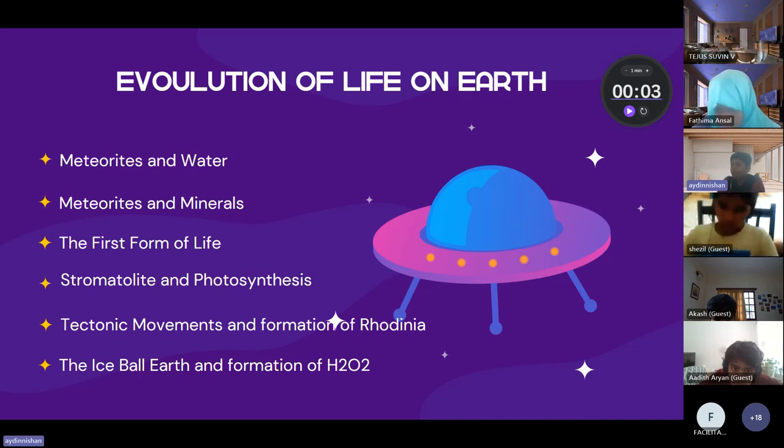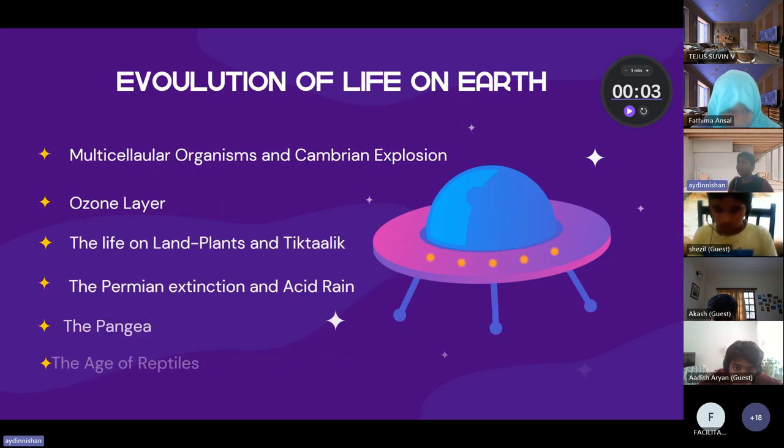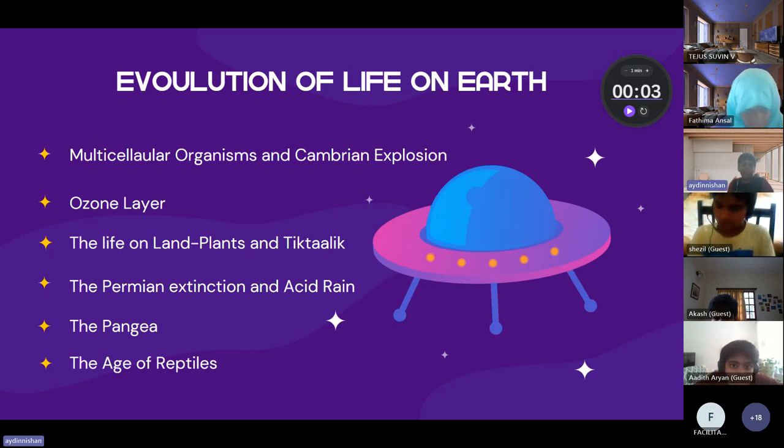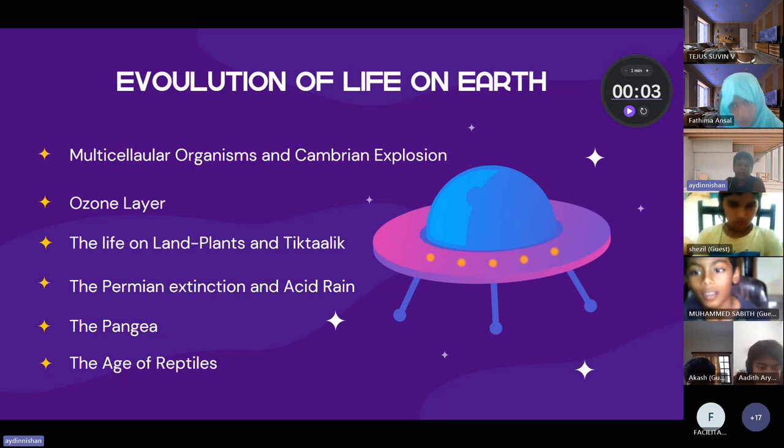Now, the next one is multicellular organisms and the Cambrian explosion. So the high oxygen in the atmosphere created the most significant event in the evolution of life, called the Cambrian explosion. It resulted in the formation of diverse forms of life. First, there are trilobites.